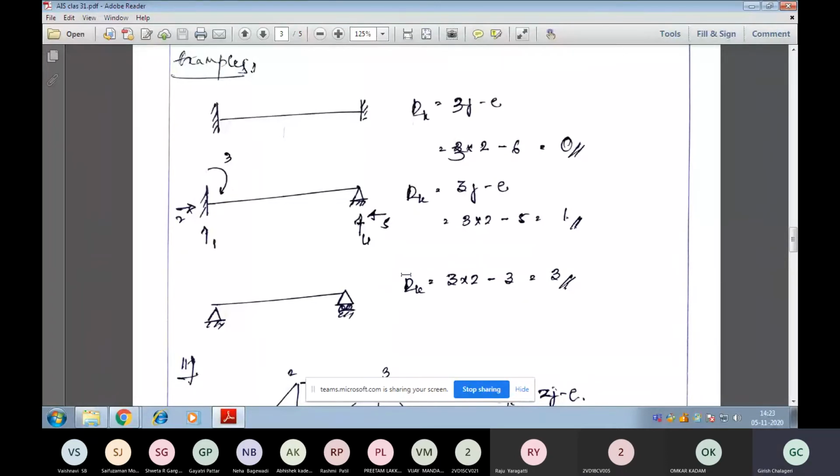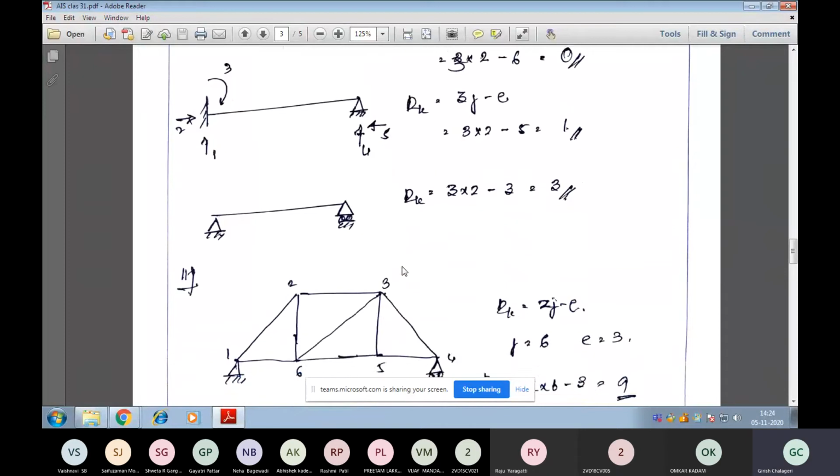Similarly, when we come to a simply supported beam with one end roller and the other end hinged, the degree of freedom will be 3 into 2, for 2 joints, minus 3, because there are 2 unknowns at point A and 1 unknown at point B. So 3 into 2, 6, minus 3, the degree of freedom for this member will be 3. This is regarding rigid structures that I am taking, that is, plane frames. That is why the formula was 3j minus E.